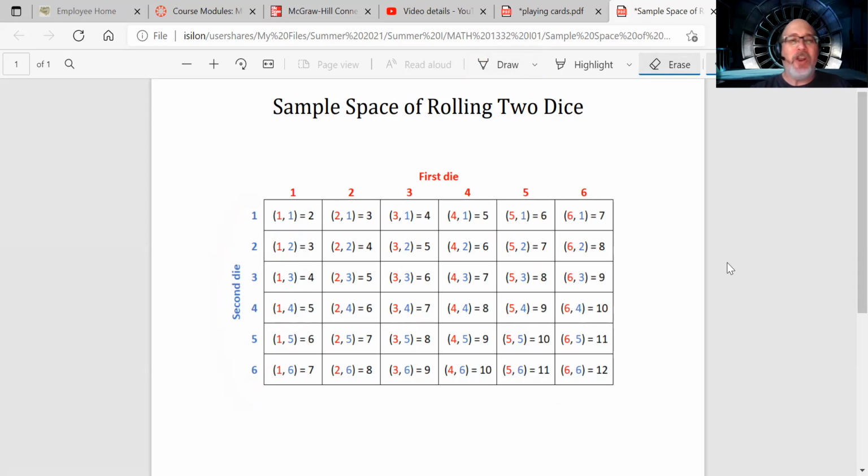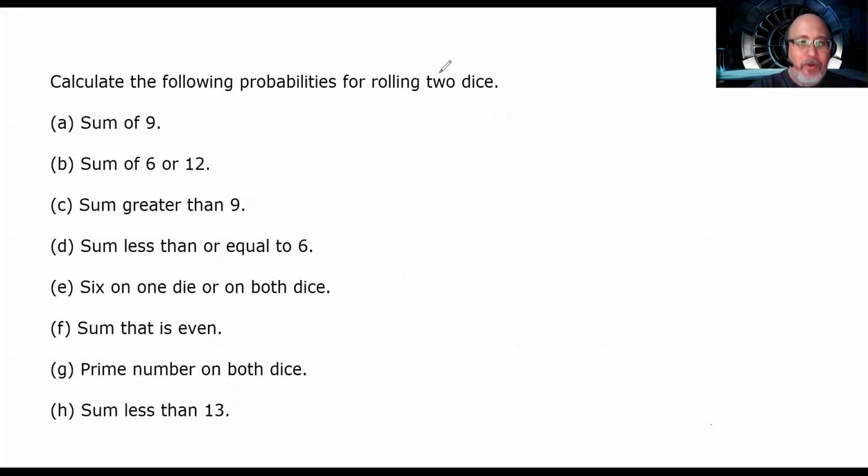That means that the cardinality of the sample space is 36, which means in every single probability that we're about to calculate, our denominator will be 36. So let's go ahead and get those set up. I'll pause the video and do it.